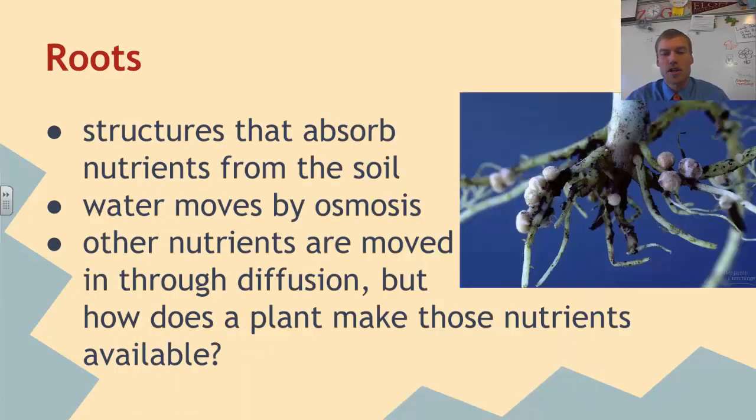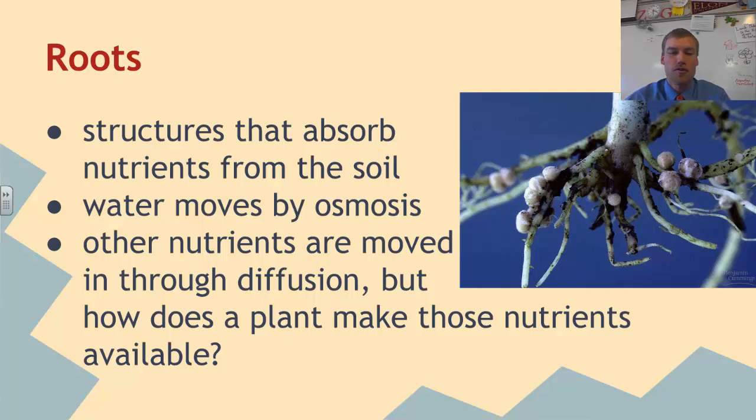And the roots are the structures that are going to be absorbing nutrients from the soil. Water moves by the process of osmosis, so just high to low concentrations. And remember, we talked about osmotic potential, the fact that the plants are using adhesion and cohesion in order to pull water from the roots into their vascular tissues and then up through the leaves, where it's continuously being pulled through.